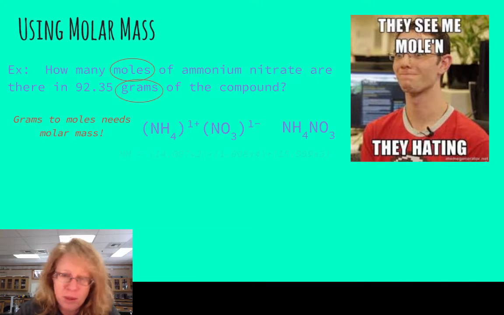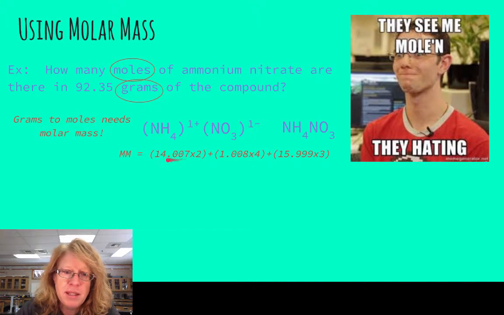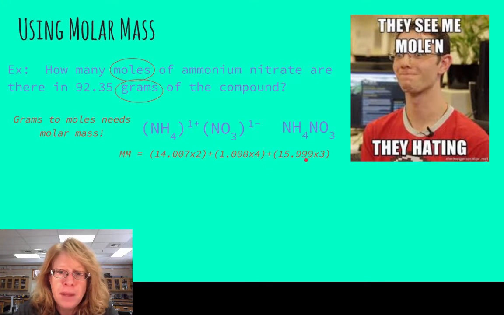Since we're doing grams to moles, you know you're going to need it. Here's how I would do the molar mass. This is the molar mass of nitrogen times 2. It's kind of sneaky, but there are 2 nitrogens in here. Here's 1, and here's the other one, so there are 2 of those 14s. Plus the molar mass of hydrogen, 1.008, and there are 4 hydrogens, from that subscript right there. The last one is oxygen. Oxygen's 15.999, and I've got 3 oxygens, from that subscript right there.